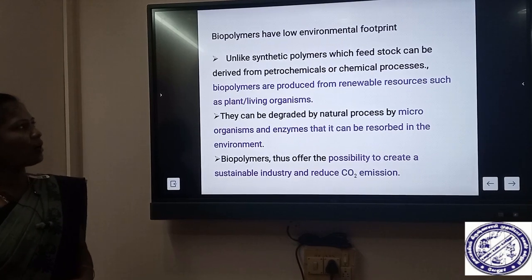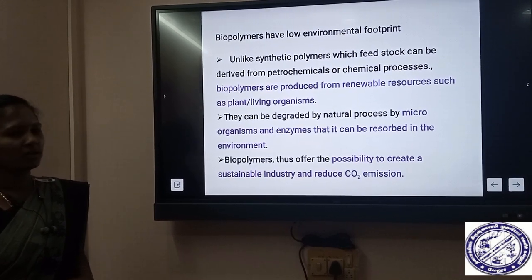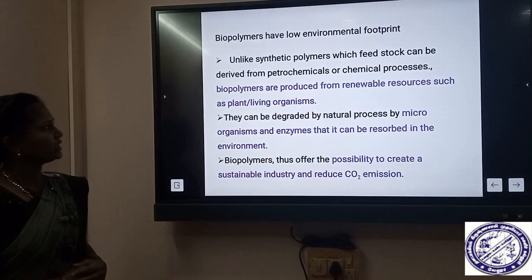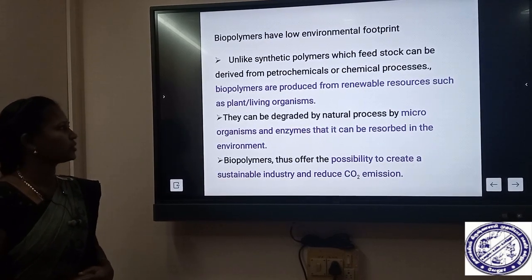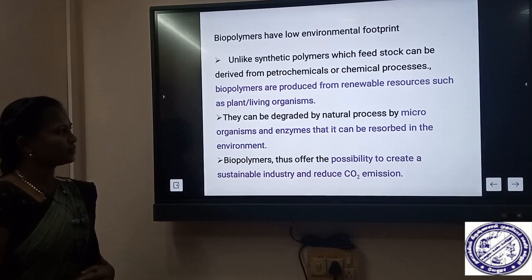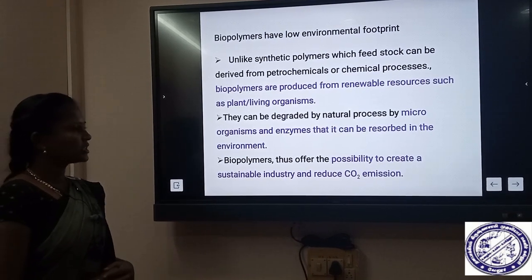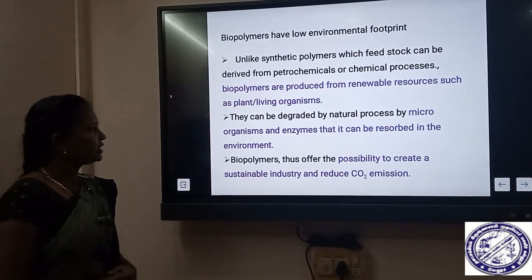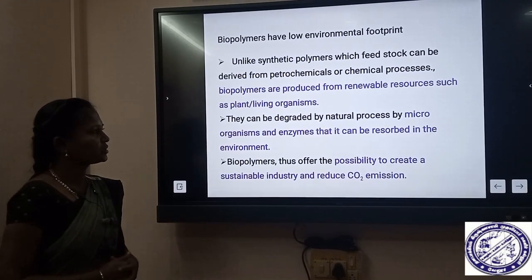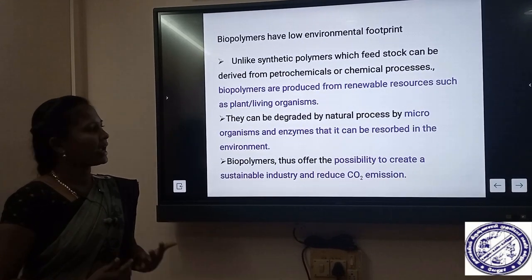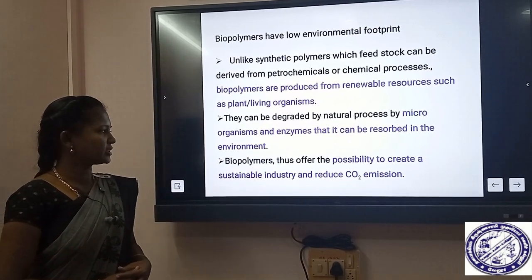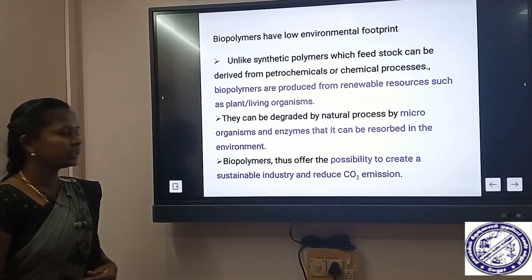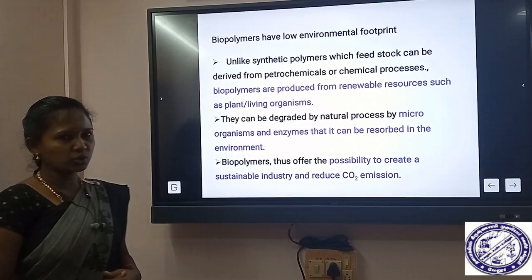Biopolymers have a low environmental footprint. Why? Unlike synthetic polymers, whose feedstock is derived from petrochemicals or chemical processes, biopolymers are produced from renewable resources such as plants and living organisms. They can be degraded by natural processes, by microorganisms and enzymes, so they can be resolved in the environment. Biopolymers thus offer the possibility to create a sustainable industry and reduce CO2 emissions.